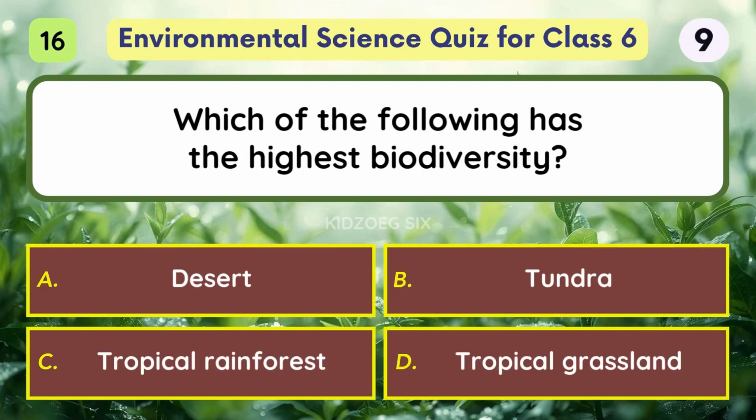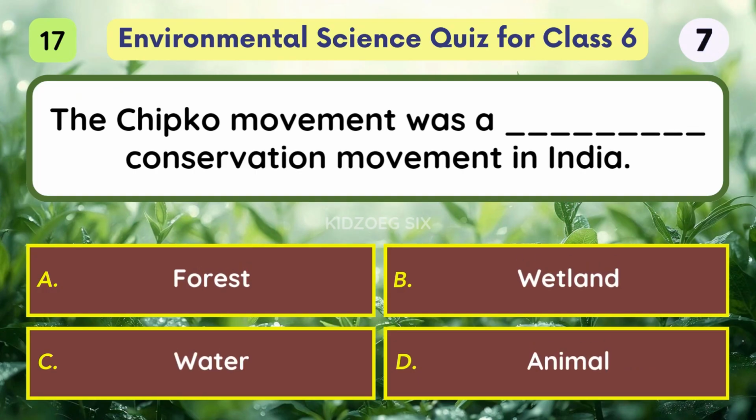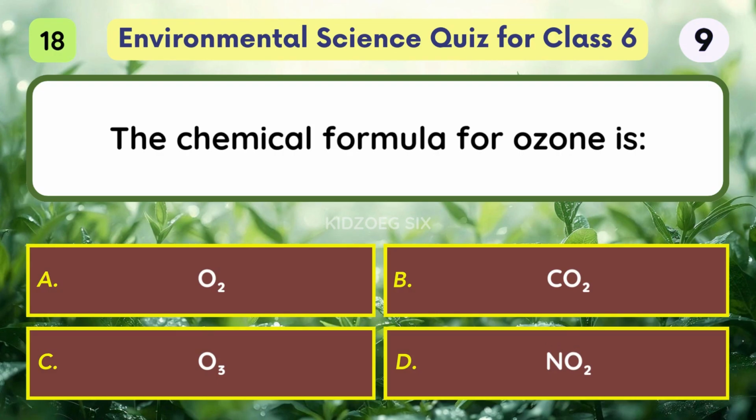Which of the following has the highest biodiversity? Tropical rainforest. The Chipko movement was a conservation movement in India. Forest. The chemical formula for ozone is. O3.